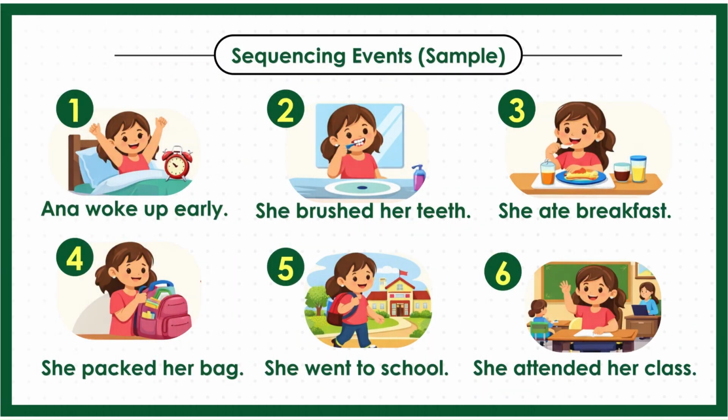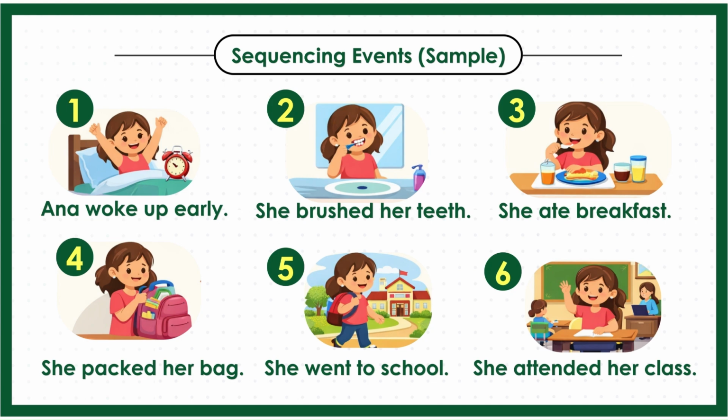Let's have a sequencing event sample. 1. Anna woke up early. 2. She brushed her teeth. 3. She ate breakfast. 4. She packed her bag. 5. She went to school. 6. She attended her class. Sequencing is important because it helps us understand the correct order of events in a story or activity.